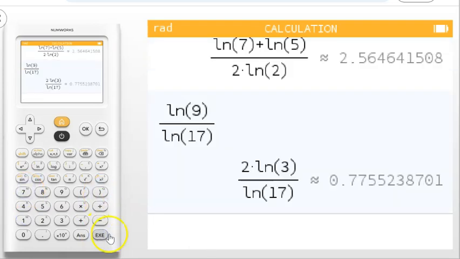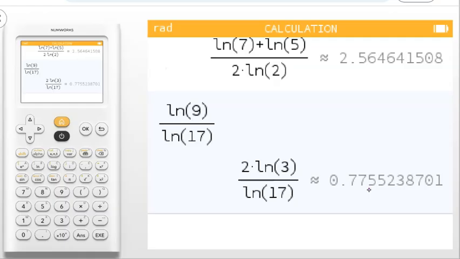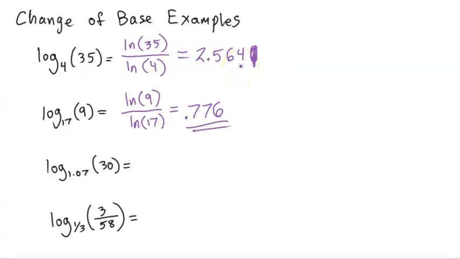And the answer is 0.7755. So I'm actually going to put in 0.776 because the second 5 will round the 5 up to a 6. I want to stick with 3 decimals. So up here I probably would have just done, oh sorry, that would have made this a 5. There we go. Let me get rid of that. So this would have been 2.565.